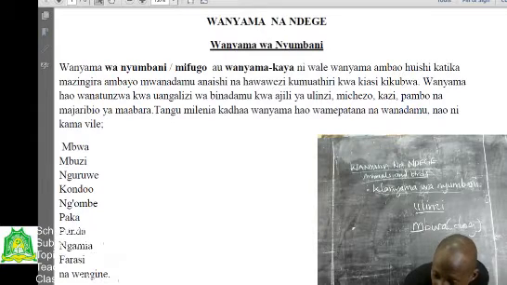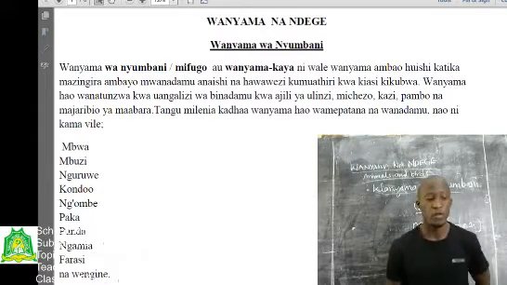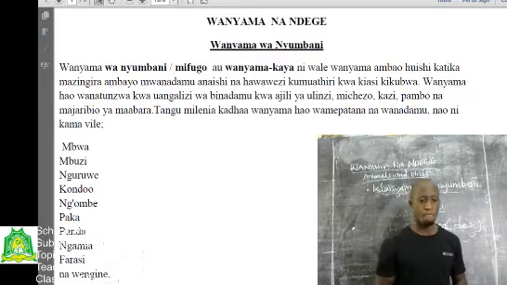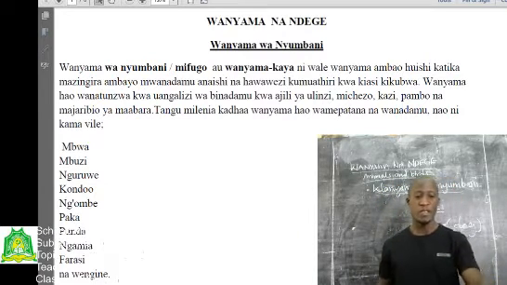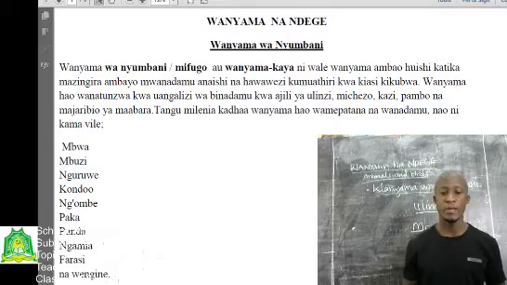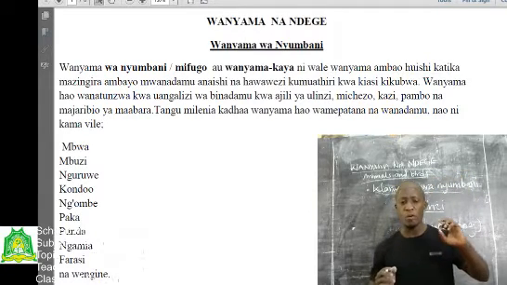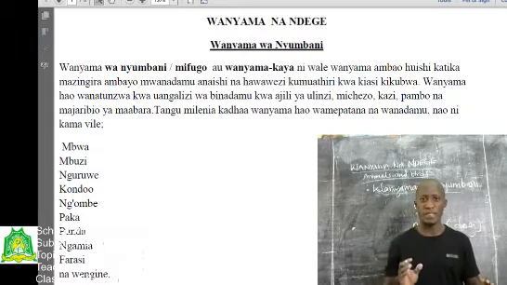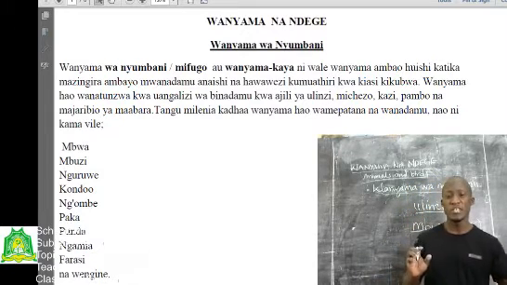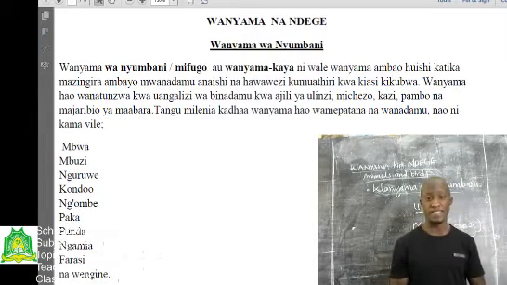Now let us see some of those purposes. Faida za wanyama. Okay? What are the importances? We have seen. Now we are going to categorize our animals because some animals share some purposes. They do share some purposes.